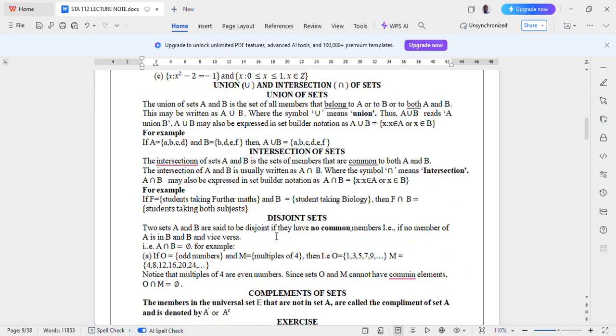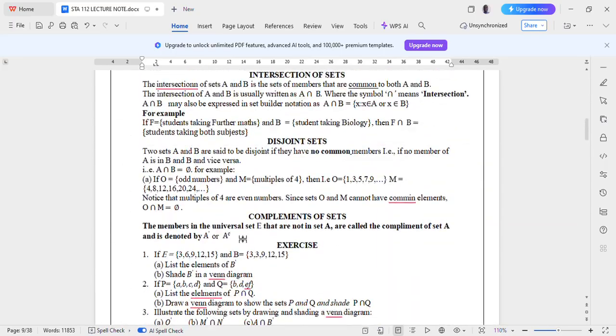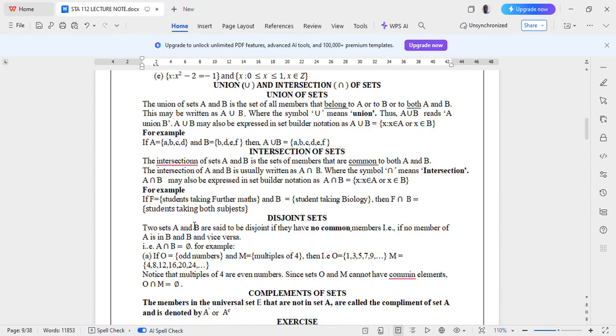That's it. The intersection now, quickly. Let's talk about the intersection now. The intersection of the sets A and B is the set of members that are common to both A and B.